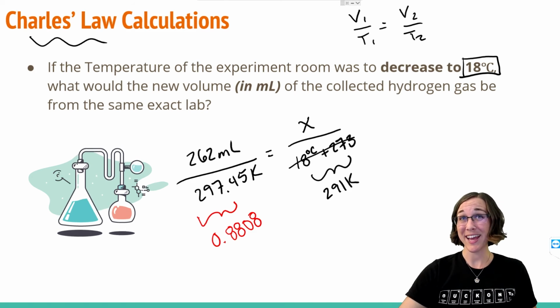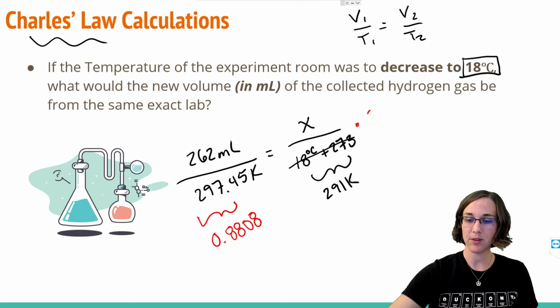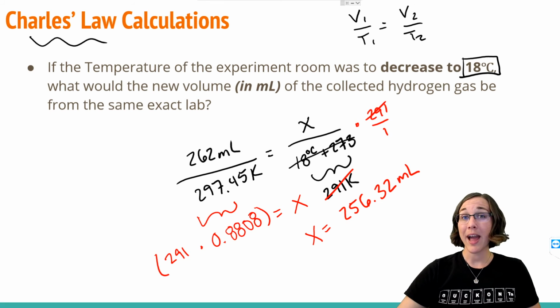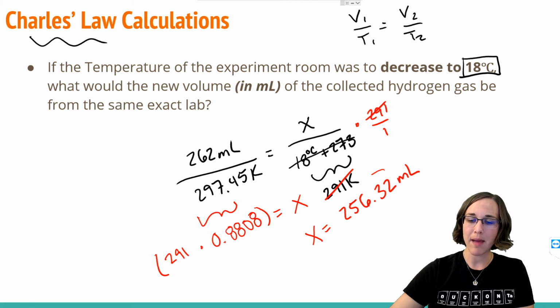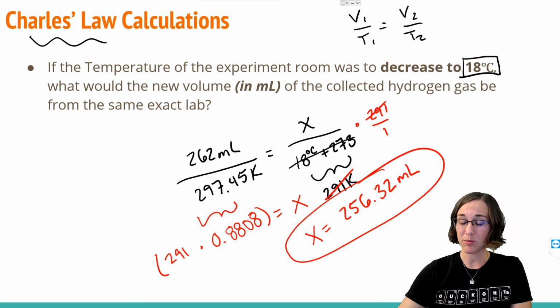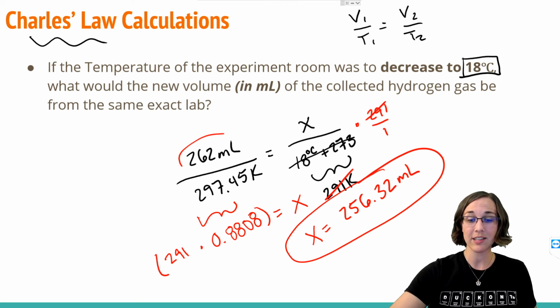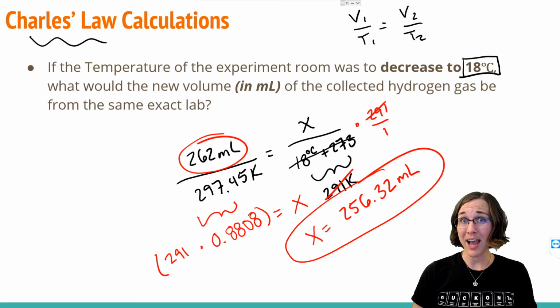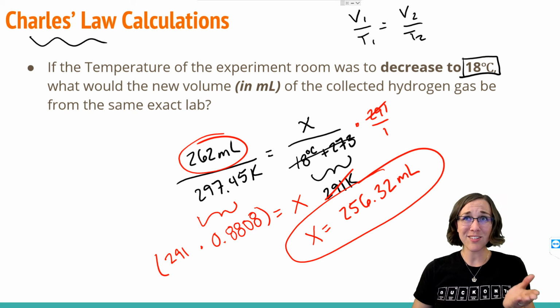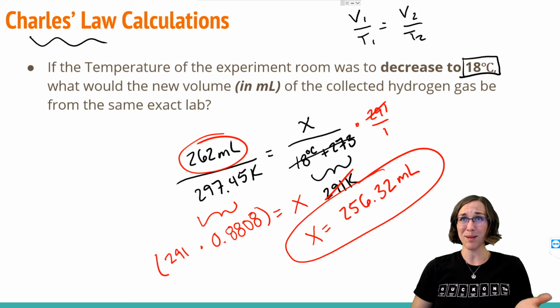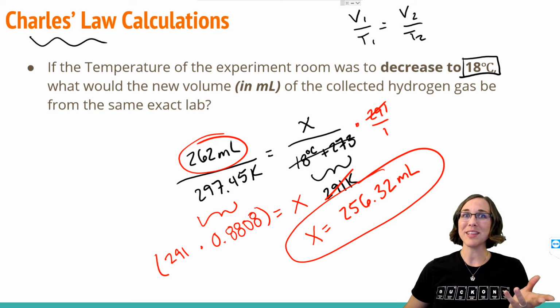Now if we solve for x and multiply both sides by 291 over 1, so at 18 degrees Celsius, if the room were to become colder, notice that the maximum amount we should be able to collect would be 256.32. That would be a difference of about 5.68 milliliters from what we actually collected in this lab. So the effect on our lab experiment would be that our volume of the gas we collected would decrease, thanks to the temperature in the room, which would also subsequently throw off the rest of our calculations.